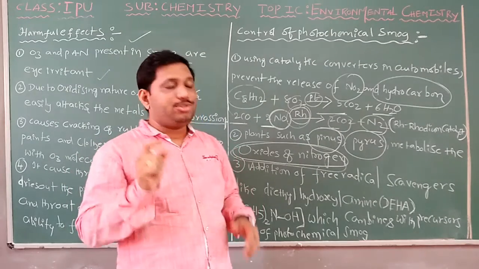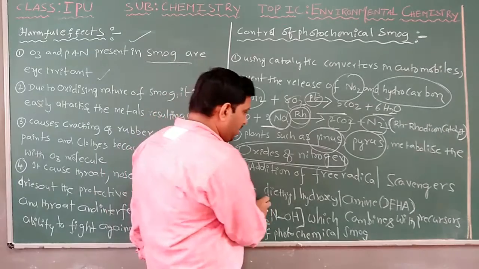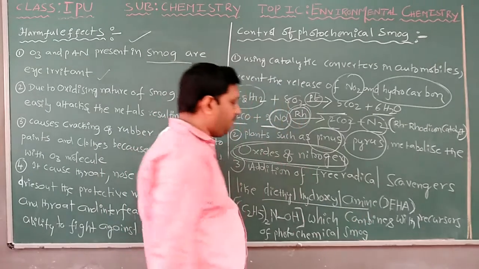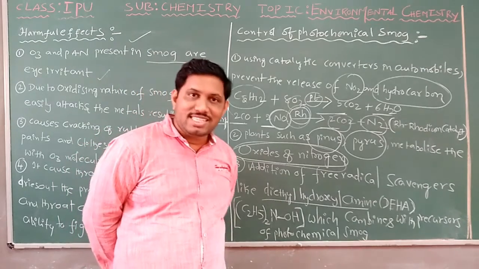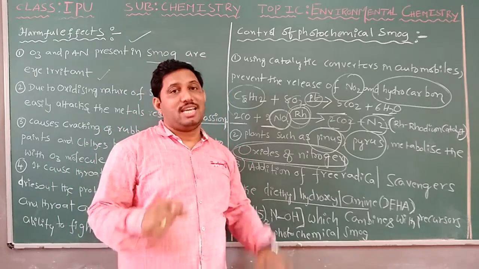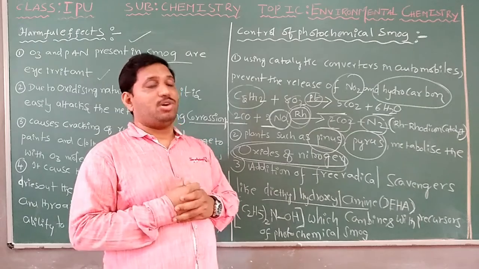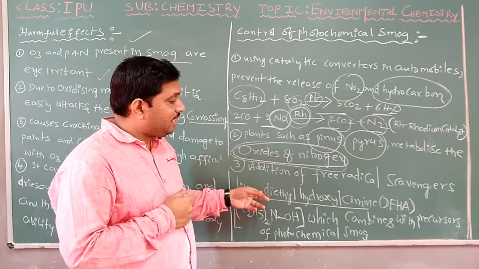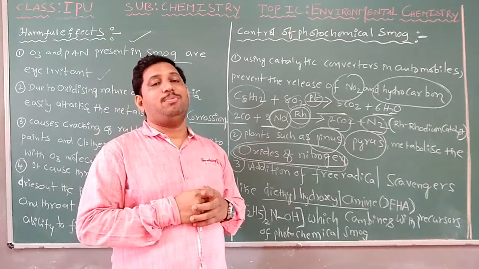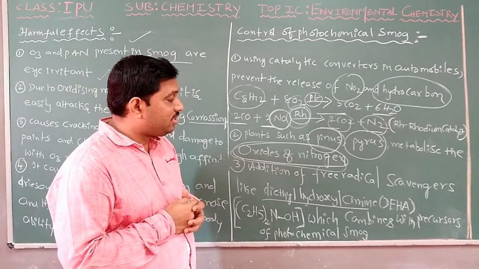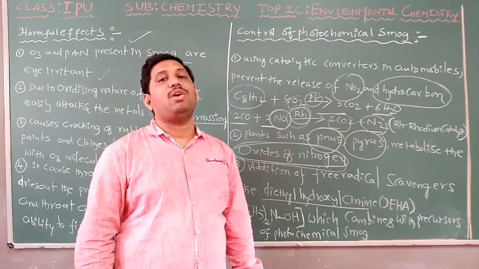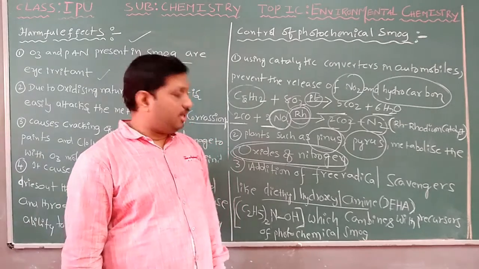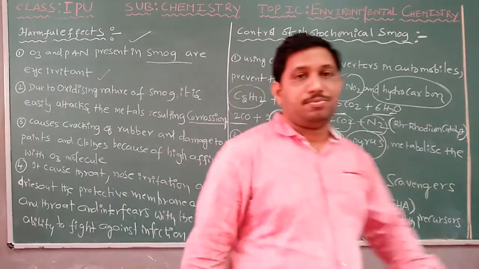be controlled. Right, students? From a competitive point of view, they will ask like this, students: what is the chemical substance used as free radical scavengers to control photochemical smog? That is diethyl hydroxylamine. Very important, students. Diethyl hydroxylamine can be used for the control of the photochemical smog. Copy this, students.